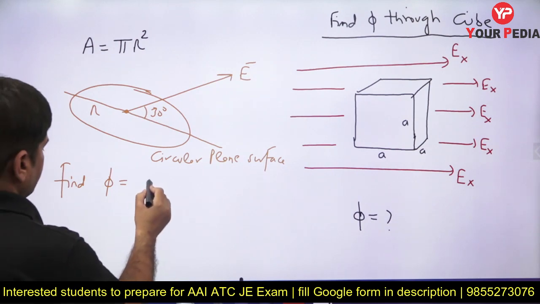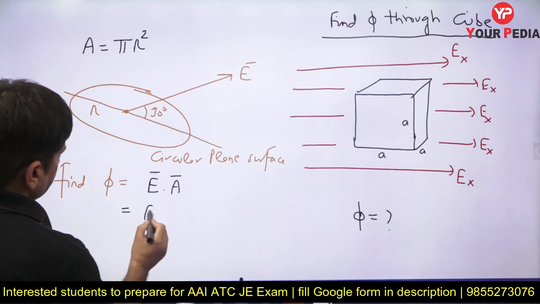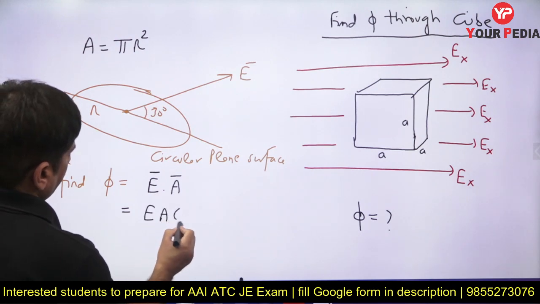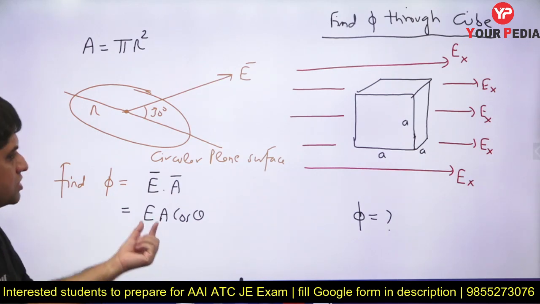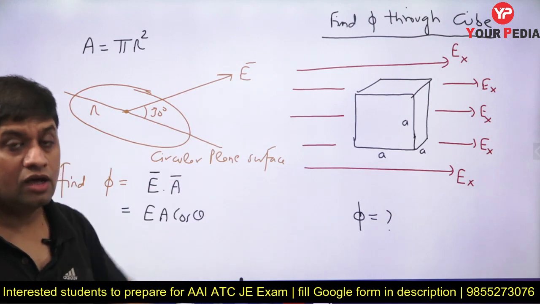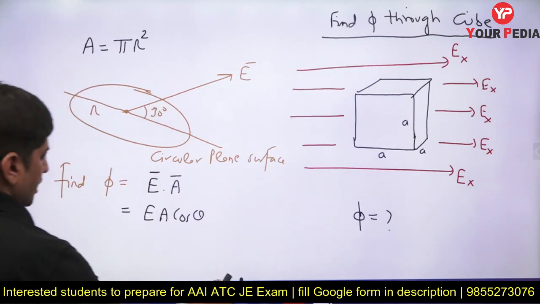Okay, what is electric flux? Electric flux is E dot A, that is E A cos theta. Can you tell me what is theta? Theta is the angle between the E vector and the A vector. Which is the E vector? This is the E vector. Which one is the A vector? Now that is a catch. Which one is the A vector?